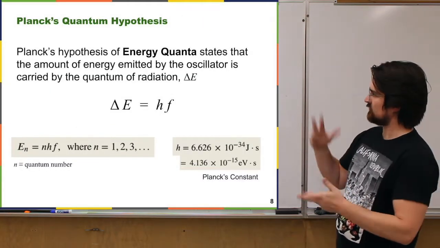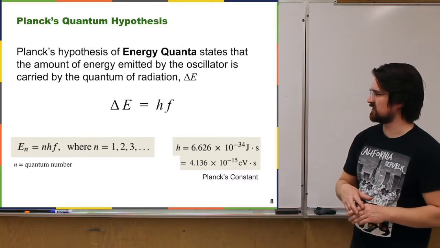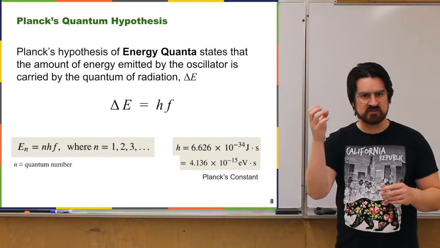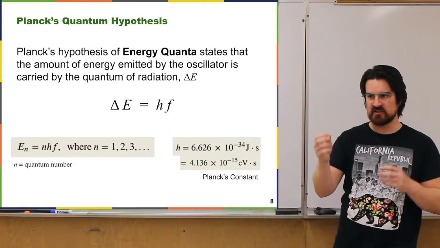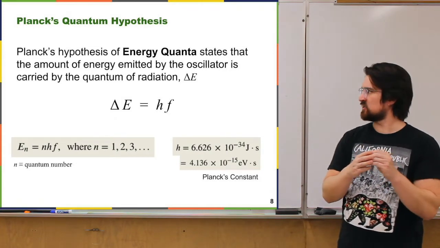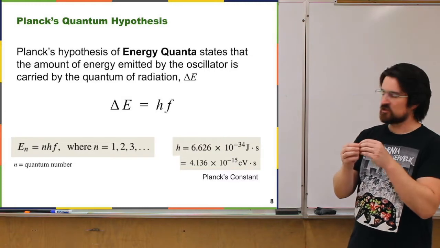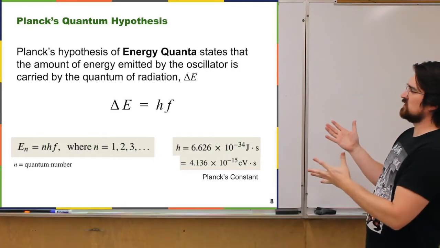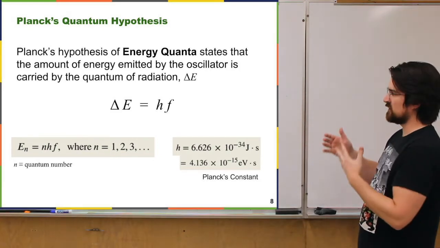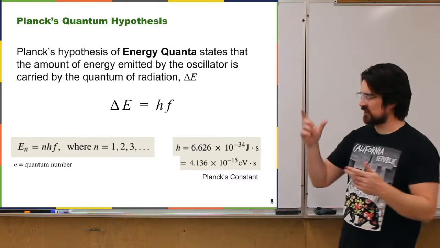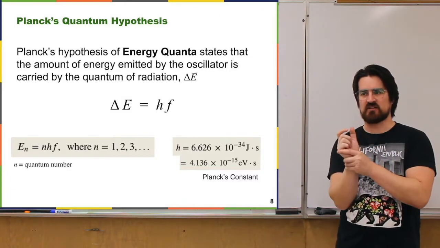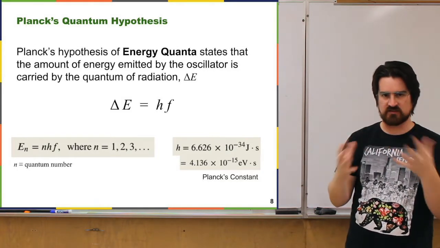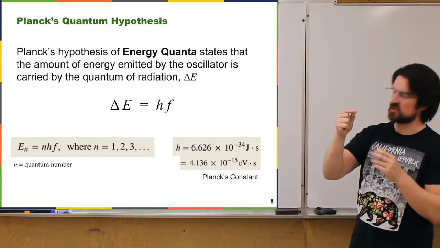Planck's hypothesis states the amount of energy emitted by the oscillator is carried by the quantum of radiation, delta E. So a weird way of saying that the stuff vibrating in the walls of the black body that's absorbing or emitting this electromagnetic radiation, that's this oscillator, that energy is only emitted in chunks, this delta E. Planck worked out that that chunk had to be h multiplied by the frequency of that radiation. So that delta E is like the change in energy of that oscillator, the tiny bit of the wall that's oscillating and emitting electromagnetic radiation back out to the interior of the black body. Right? So that's just that little change in energy.